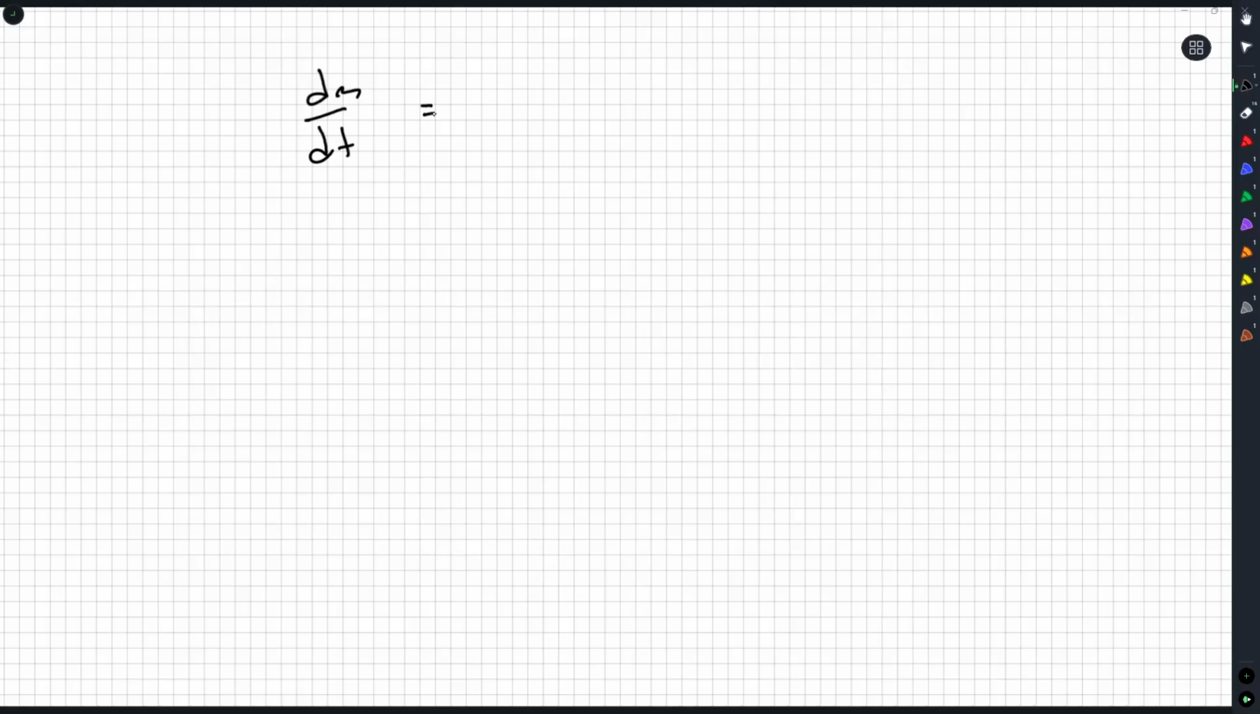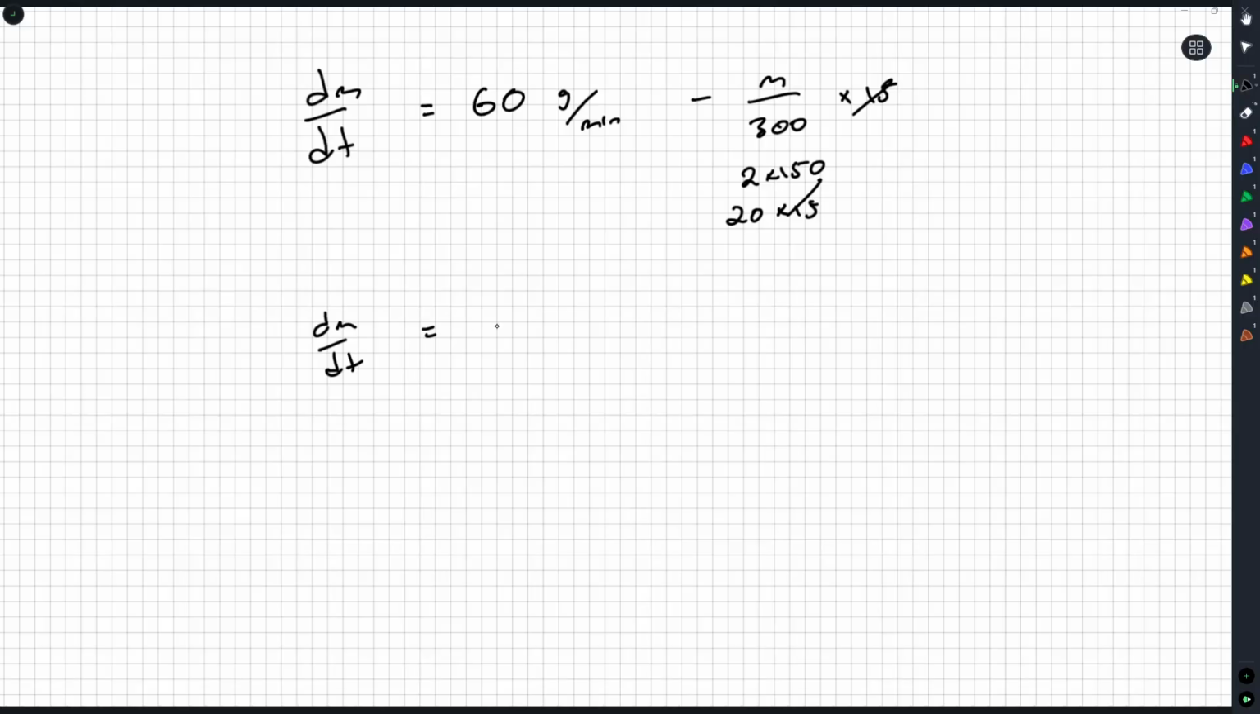So, okay, let's start here. 4 times 15 is 60 grams per minute coming in. And then M over 300 times 15. Well, let's see. 300 is 2 times 150. 150 is 10 times 15. So I can cancel those out, and we can actually turn this into 60 grams per minute minus M over 20 grams per minute. Okay? So that is our differential equation. There is a little bit more information. You may have missed it right at the start because it doesn't have a number.